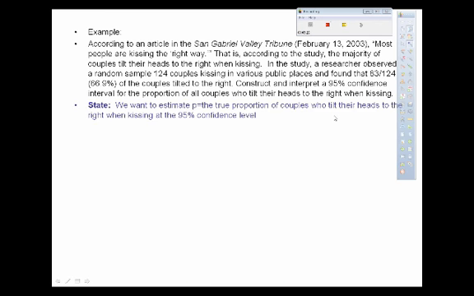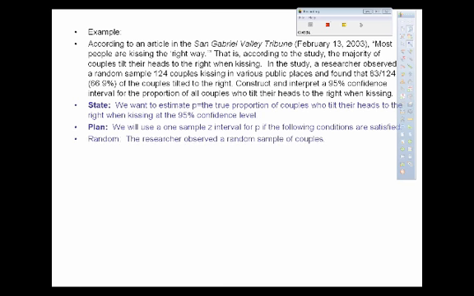Okay, so let's go through our steps. First, we have to do our state. We want to estimate p, the true proportion of couples who tilt their heads to the right when kissing, at the 95% confidence level. Plan. We will use a one-sample z interval for p if the following conditions are satisfied. All right, you know the conditions. Random. The researcher observed a random sample of couples, so yeah, that works.